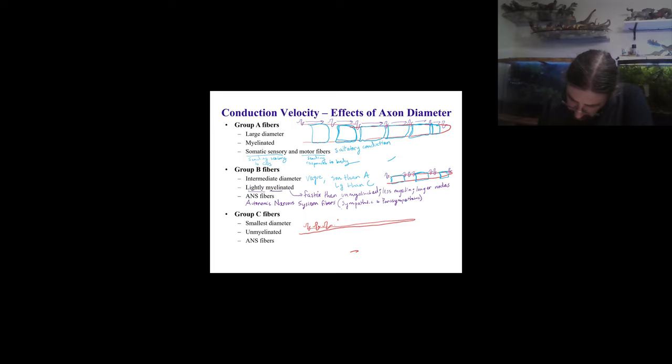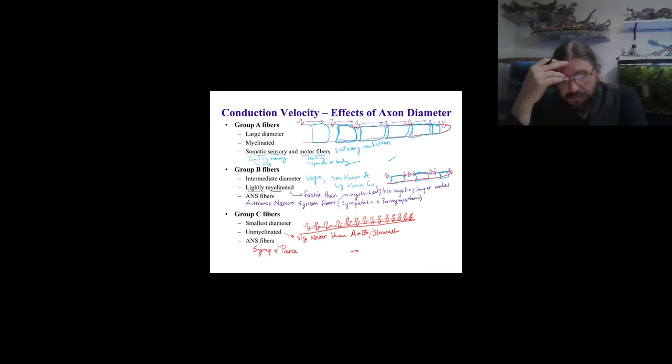So the action potential has to depolarize every last micron of the membrane as it travels down. So it is unmyelinated, so it is significantly slower than A and B. It is the slowest. And again, it's autonomic nervous system associated with the sympathetic and parasympathetic. It's kind of just a hip shot generalization.